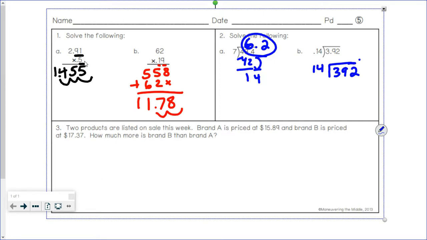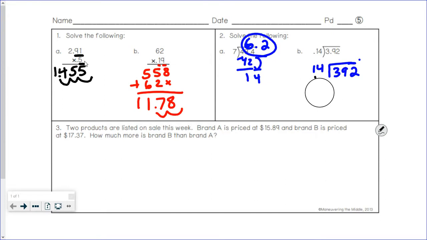So let's just treat this now like a normal division problem. 14, does it go into 3? No, it does not. Does 14 go into 39? Yes, it does. 14 goes into 39 twice. 14 times 2 is 28. Make that a subtraction problem. 9 minus 8 is 1. 3 minus 2 is 1. Bring down my 2. 14 goes into 112 how many times?